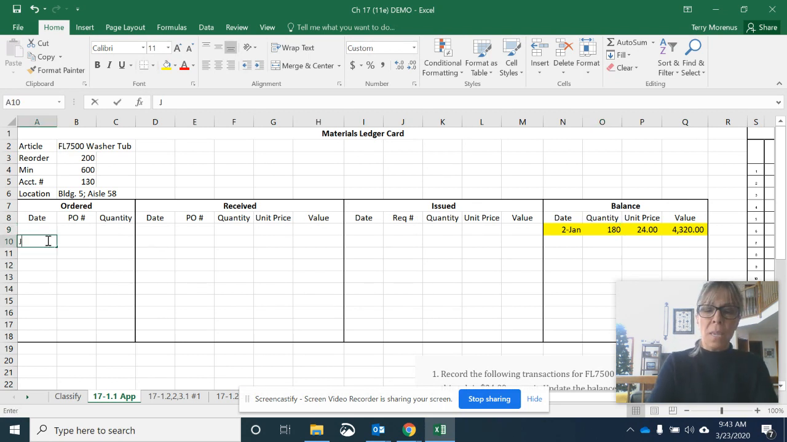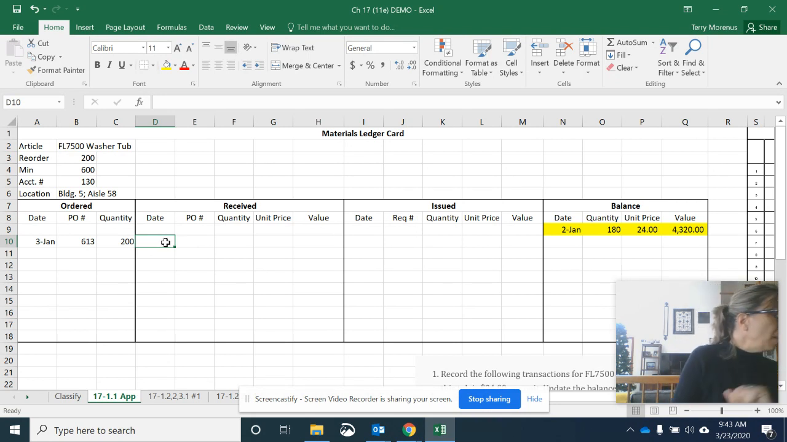All right, so we're going to place a PO on January 3rd. And the PO number is 613 and the quantity is 200. Here we go. Okay, so we didn't get those in yet. We don't have to do anything else. We just ordered some washer tubs.